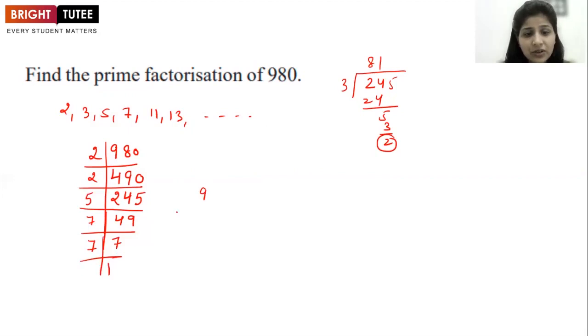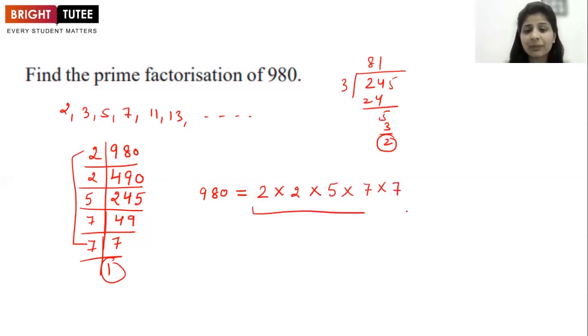Now you have to try until you get 1. So 980, how can I write it as the product of prime factors? If I have to do the prime factorization, it means I have to write it as the product of its prime factors. So 980 would be equal to 2 into 2, and whatever values you are getting here, you have to multiply: 2 into 2 into 5 into 7 into 7. So we have to write them as the product. When you multiply all of these, you will get 980.